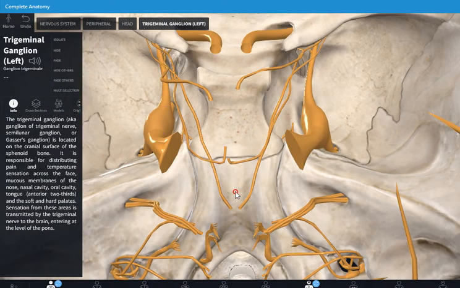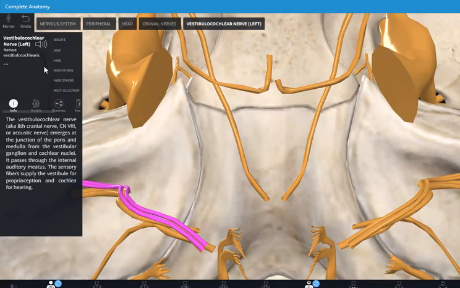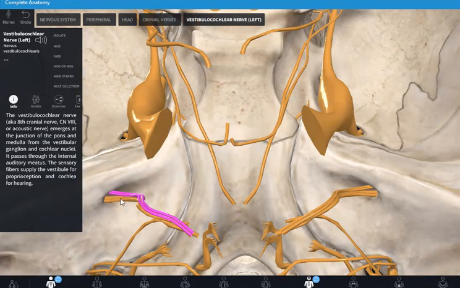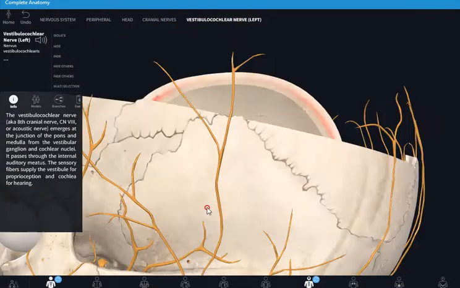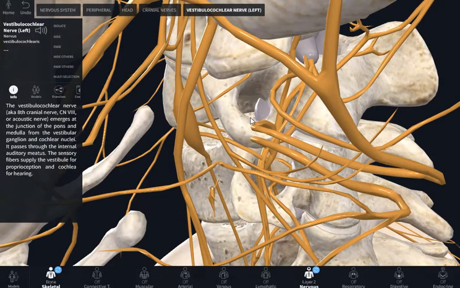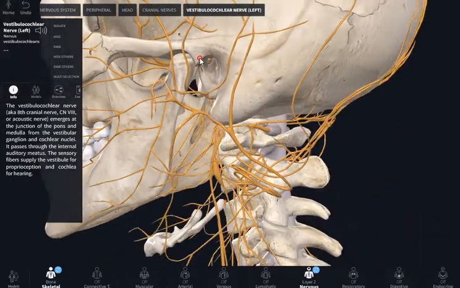After it, we have the facial nerve and the vestibulocochlear nerve, which are entangled at this position. Here is the facial nerve, and close to it is the vestibulocochlear nerve. They are entangled here, and they are going to pass into the internal ear via the internal acoustic meatus, here. They are going to enter and pass into the internal ear.